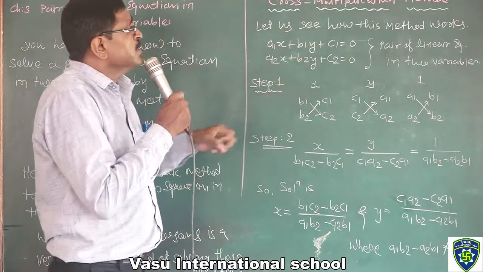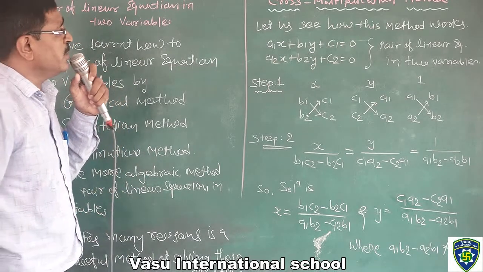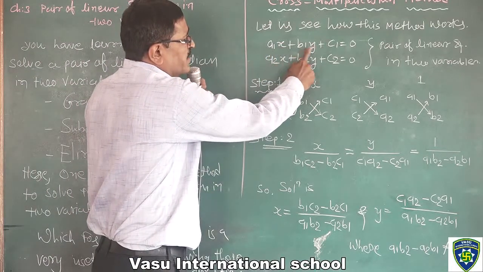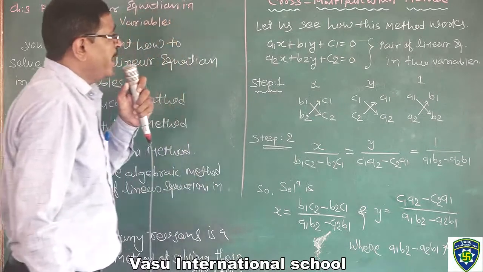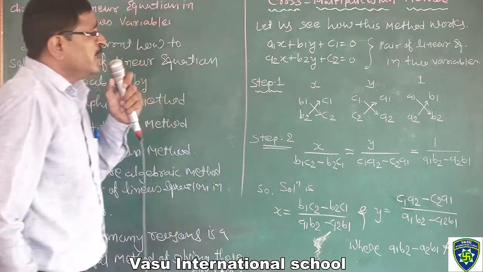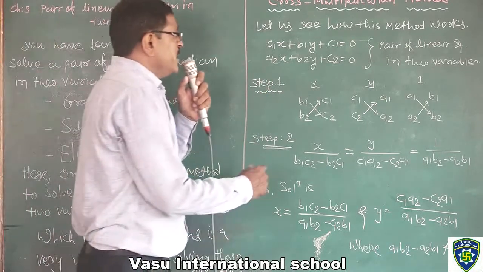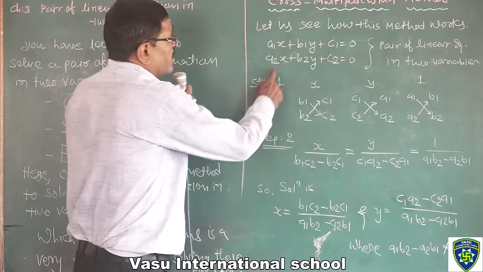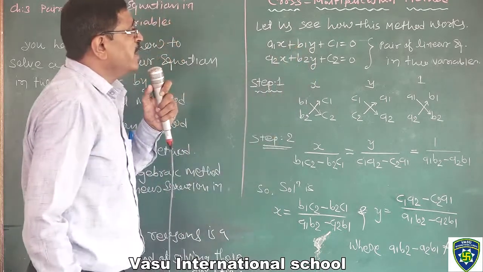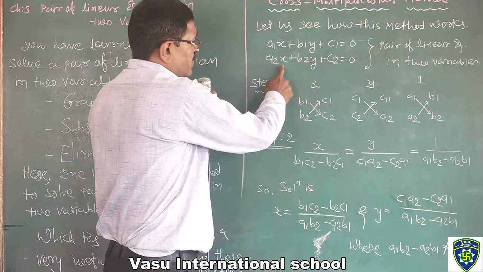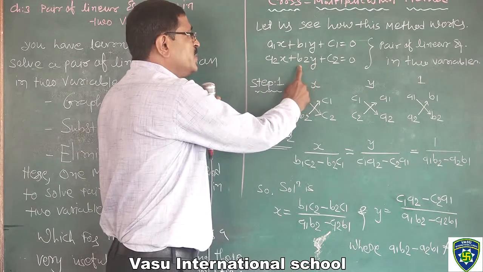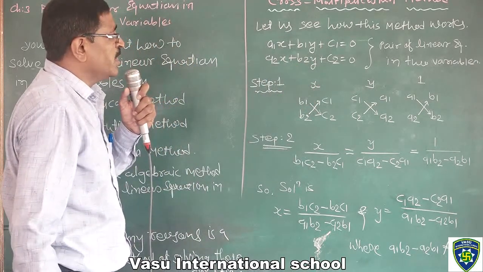Let us see how this method works. The general form of a linear pair is a1x plus b1y plus c1 equals 0 and a2x plus b2y plus c2 equals 0. Here two general linear equations are given. Step 1. In equation 1, the coefficient of x is a1, the coefficient of y is b1 and the constant term is c1. In equation 2, the coefficient of x is a2, the coefficient of y is b2 and the constant term is c2.